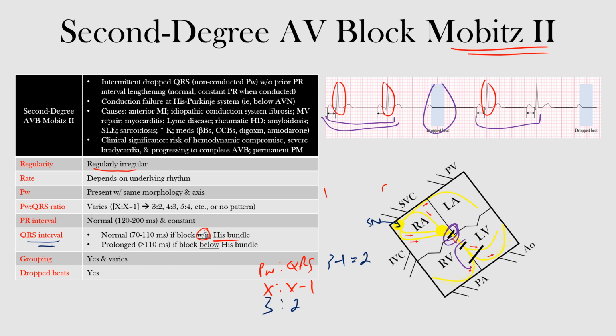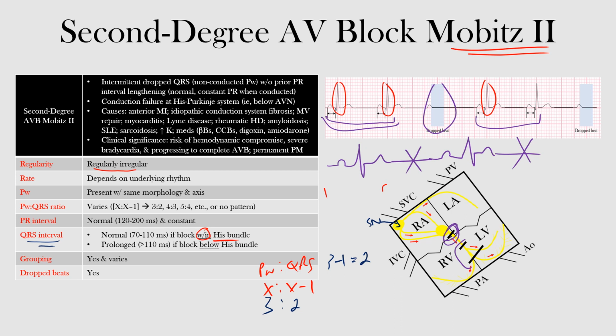In other words, we have a complex that's conducted through, and then we have a dropped beat, and then we have a complex that's conducted through, and then a dropped beat. We cannot tell if this is Mobitz 1 or Mobitz 2, because in Mobitz 1 we're looking for that lengthening of the PR interval. But we're not sure if that's occurring if it's dropping every other beat, and we can also not tell if this is Mobitz type 2.